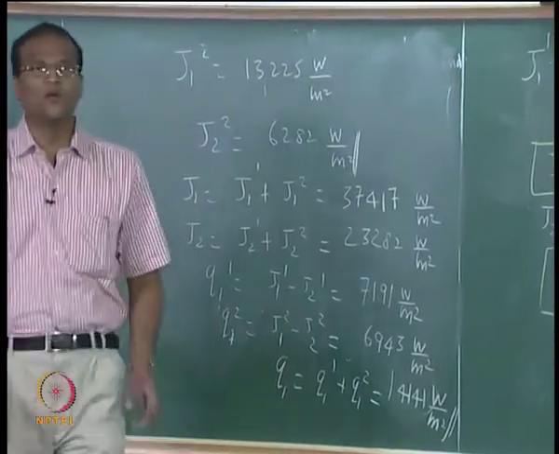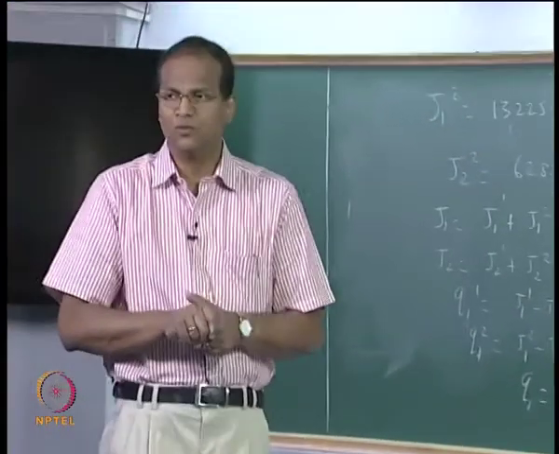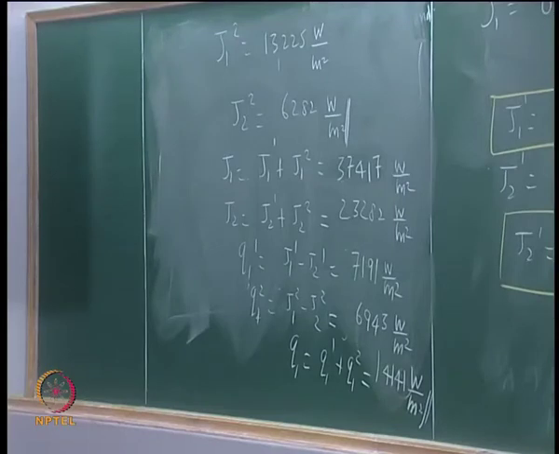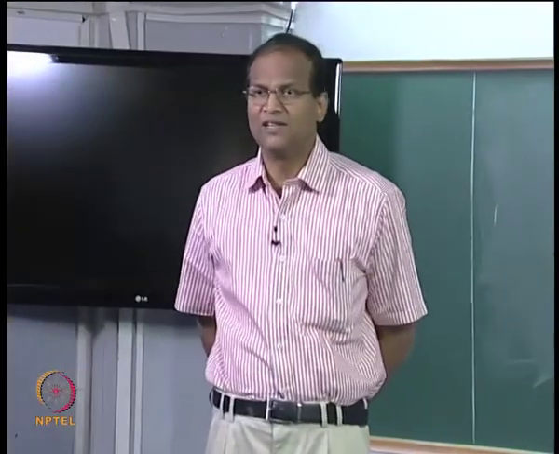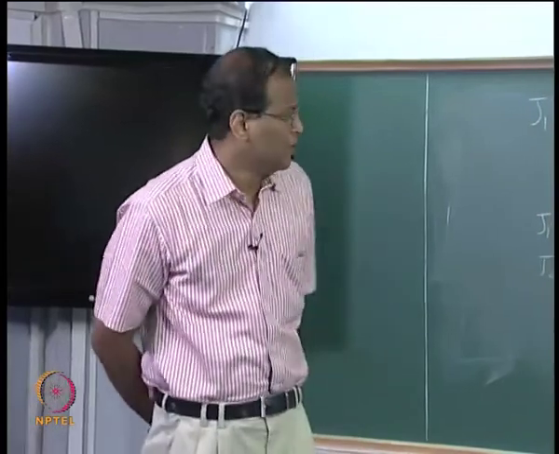You can check that Q1 must be equal to minus Q2 because that is the energy balance. Whatever is coming from 1 must go to 2 and vice versa, because there is no other surface which absorbs, emits or participates in the radiation. The view factor is exactly 1 between the two surfaces. Now you got an idea.